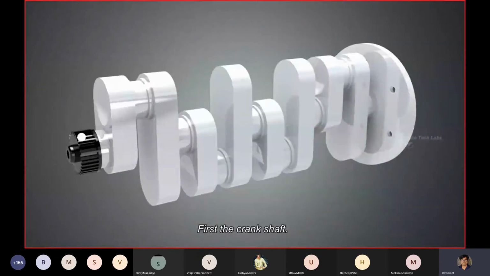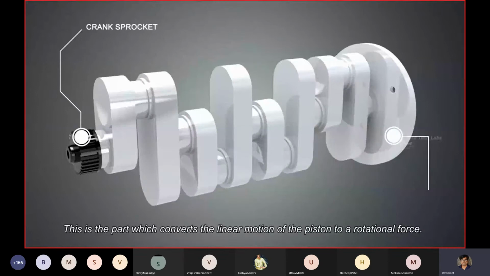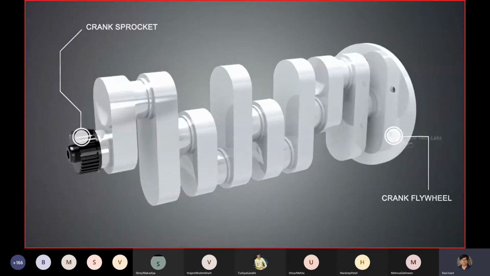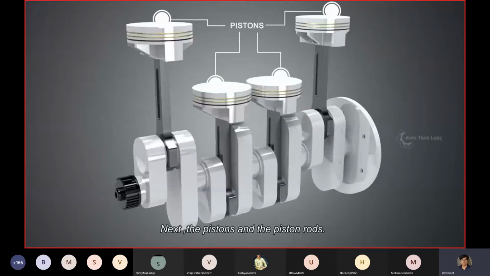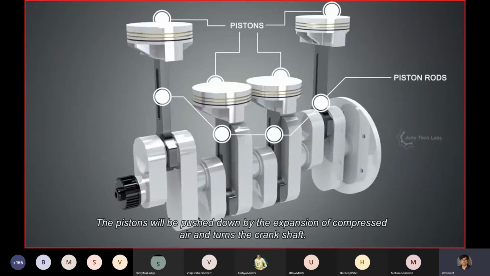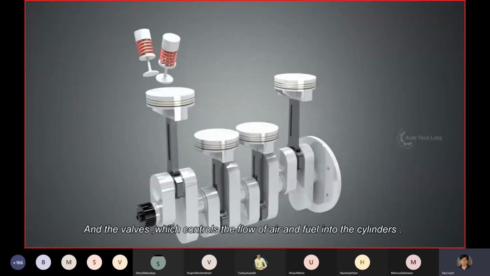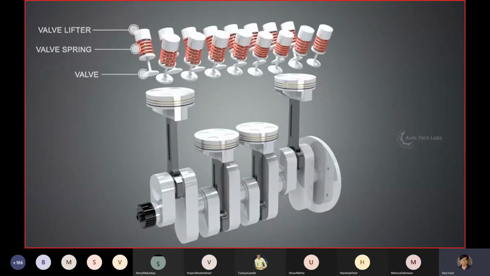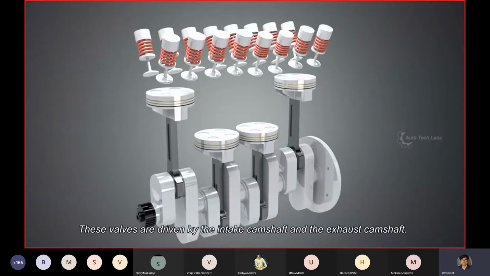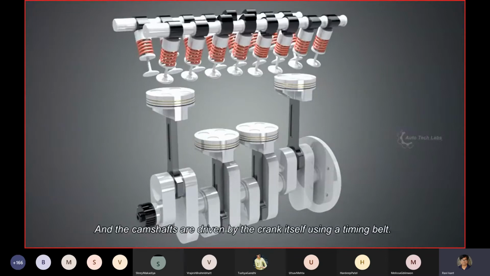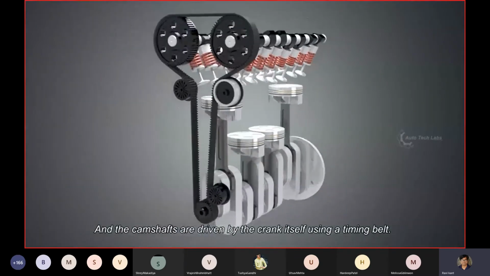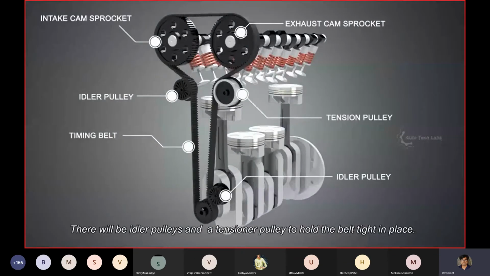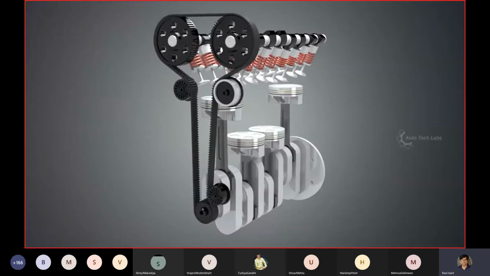First, the crankshaft. This is the part which converts the linear motion of the piston to a rotational force. Next, the pistons and the piston rods. The pistons will be pushed down by the expansion of compressed air, and turn the crankshaft. And the valves, which control the flow of air and fuel into the cylinders. These valves are driven by the intake camshaft and the exhaust camshaft, and the camshafts are driven by the crank itself, using a timing belt. There will be idler pulleys and a tensioner pulley to hold the belt tight in place.